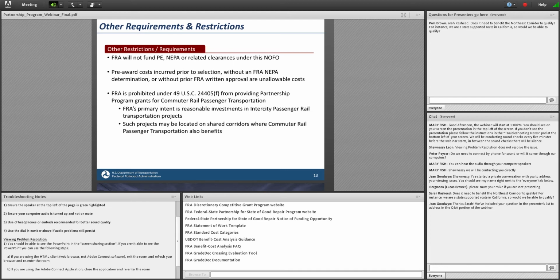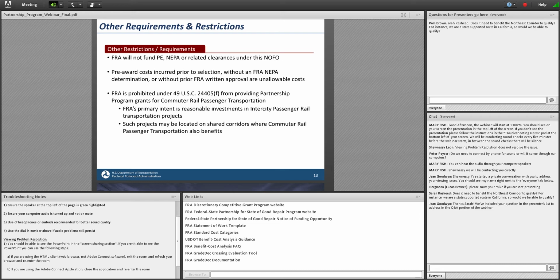Finally, for me, I wanted to note a couple other requirements and restrictions in the partnership program. First, and I did mention this before, we're not funding preliminary engineering, National Environmental Policy Act, or any related clearances under the NOFO. From a grant perspective, pre-award costs incurred prior to selection or without a NEPA determination or prior written approval from us at FRA would be unallowable costs for that project.